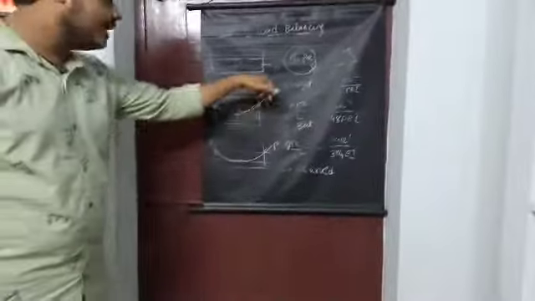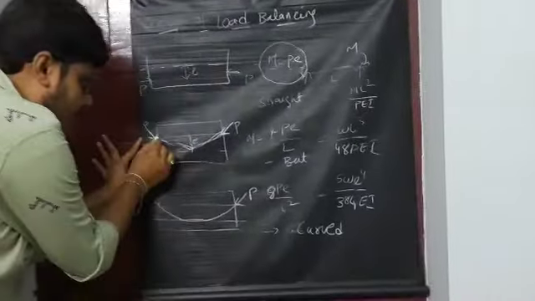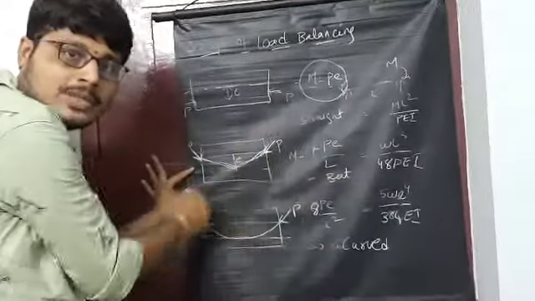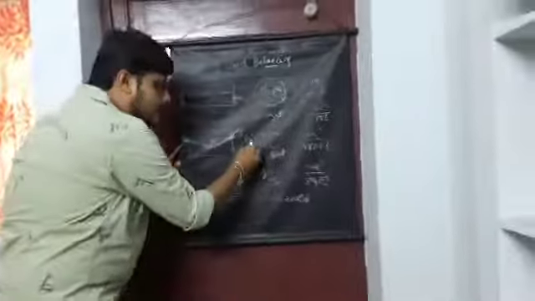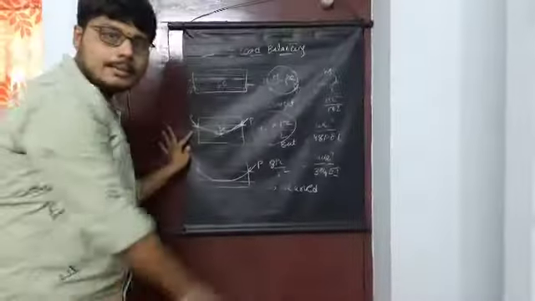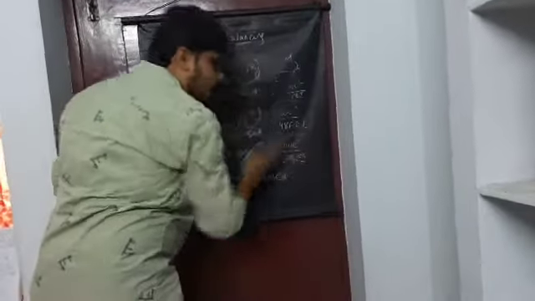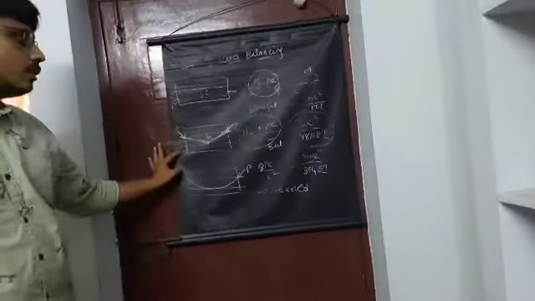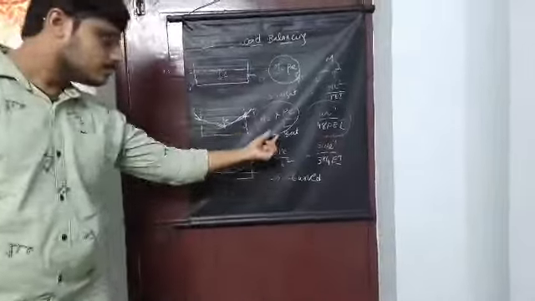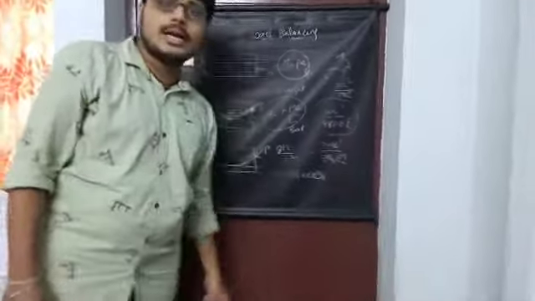Next one, bent tendons. The prestressed force is acted in a bent shape, which is triangular. Then the bending moment will be 4 PE by L, and the maximum deflection will be WL cube by 48 EA. So the maximum bending moment is 4 PE by L, and the deflection is WL cube by 48 EI.